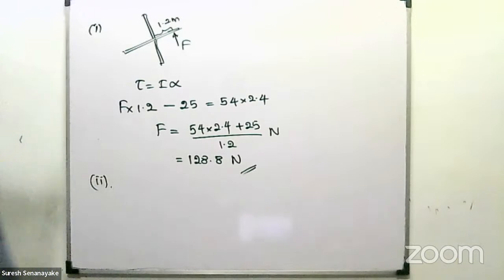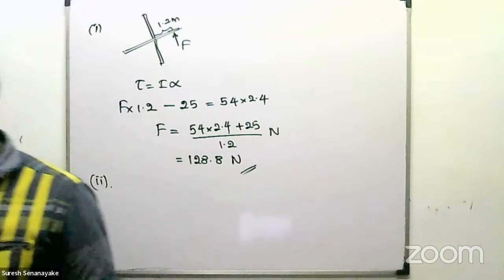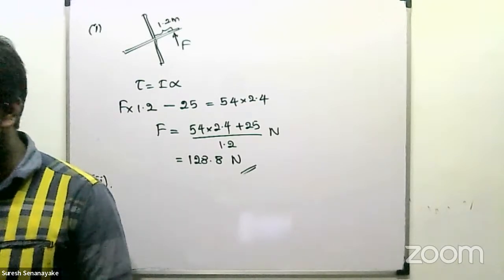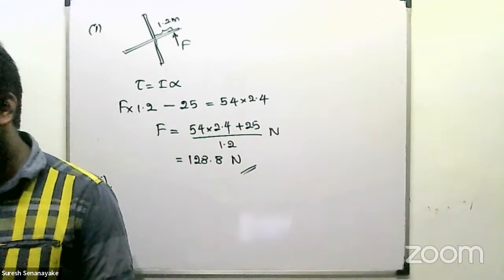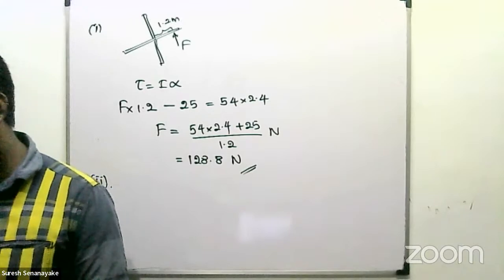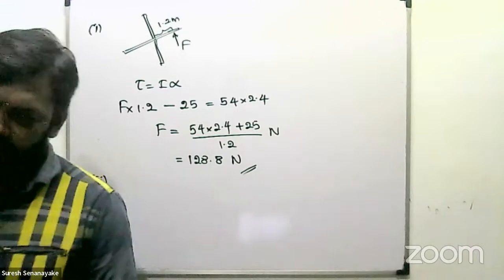The applied force is removed and the system comes to rest in 3.6 seconds. Calculate the angular displacement of the door during this time.